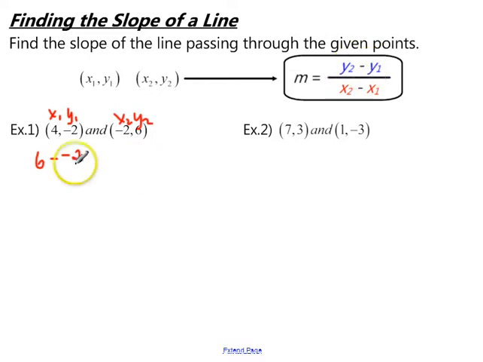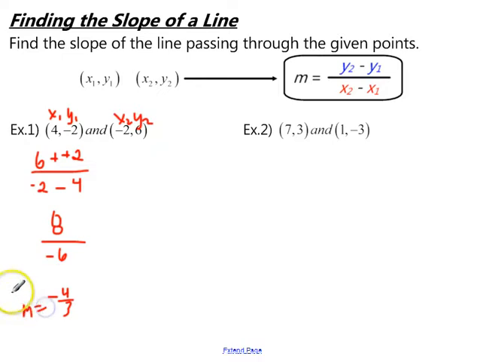Now remember, subtraction is in the formula, so if you have a negative number, don't forget to subtract that negative as well. Over x2 minus x1. Now as we simplify this, minus a negative becomes plus a positive. So in the top we have 6 plus 2 is 8, and then on the bottom, negative 2 minus 4 gives us negative 6. Now it doesn't divide nicely, but what we can do is simplify. The top and bottom are both divisible by 2, so this actually becomes negative 4/3 for the slope.